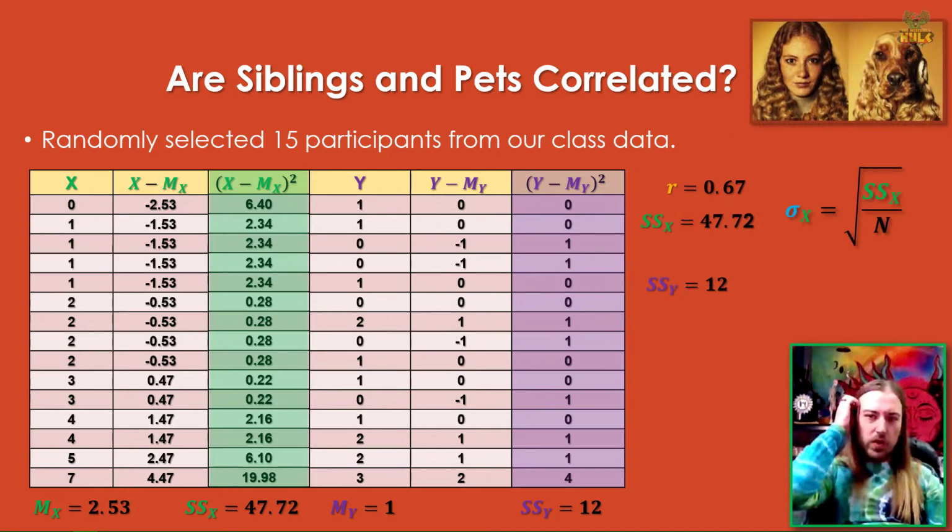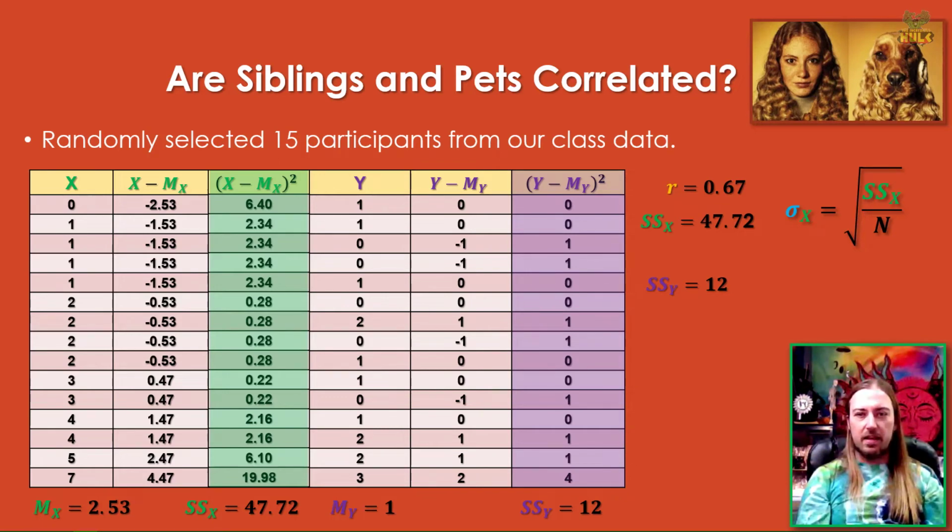Well, we should really think about getting beta weights and things like that, right? We should really think about coming up with all of the other values that we want and getting our regression equation solved. Okay, so I'm going to put some relevant numbers up here, right? 47.72, 12, those are our sum of squares. I'm going to keep the correlation coefficient up there.